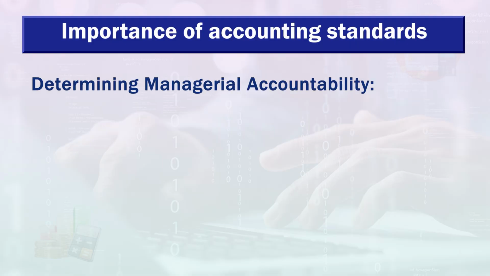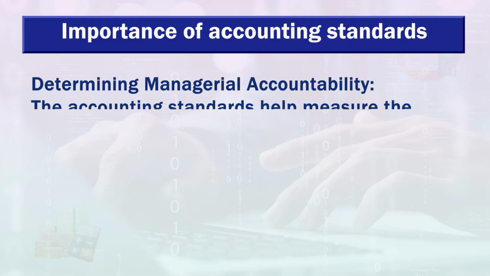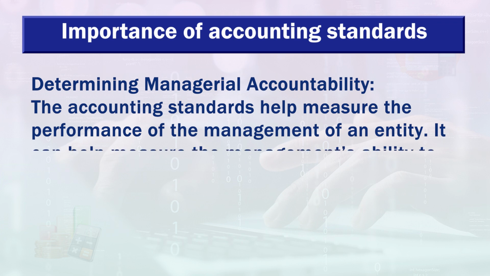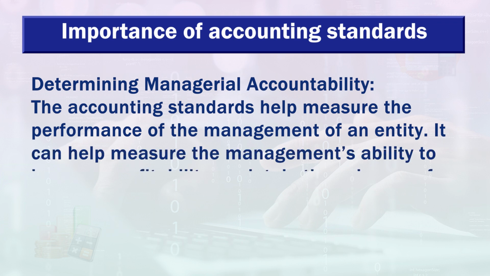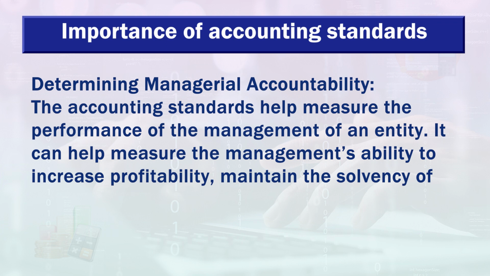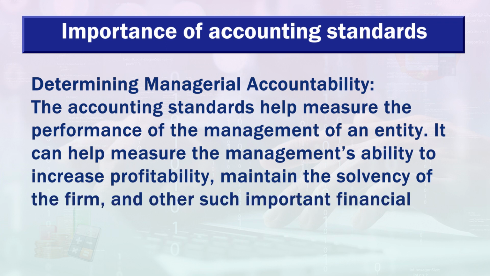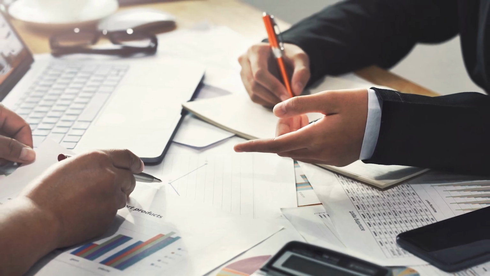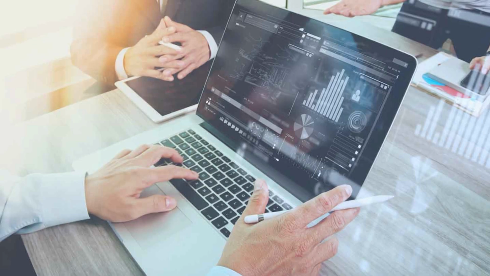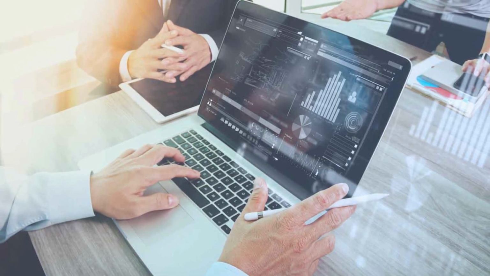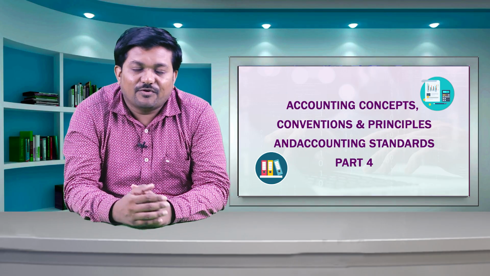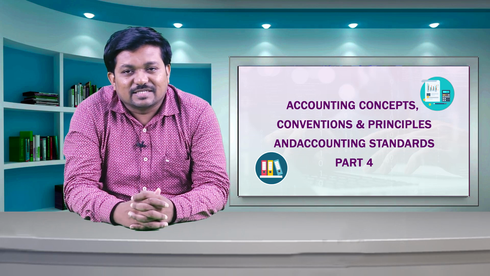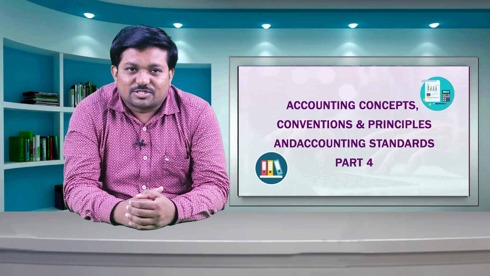Next is determining managerial accountability. The accounting standards help measure the performance of the management of an entity. It can help measure the management's ability to increase profitability, maintain the solvency of the firm, and other such important financial duties of the management. Management must also wisely choose their accounting policies. Constant changes in accounting policies lead to confusion for the users of these financial statements. Further, the principle of consistency and comparability is also lost.